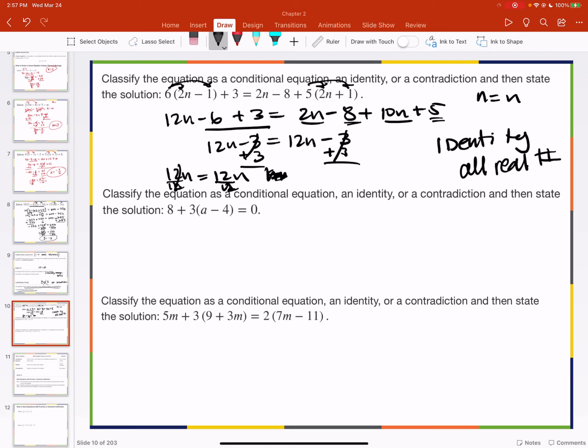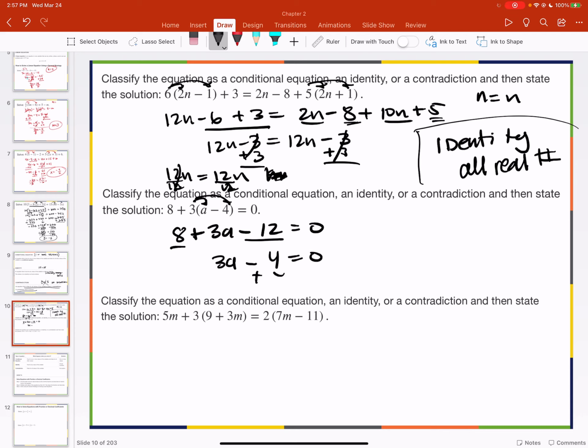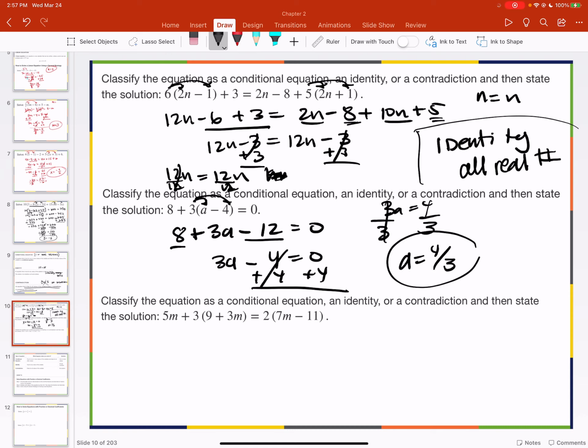All right, let's do this next one here. We have 8 plus, and then distributing the 3a minus 12 is equal to 0. Combining like terms, 3a minus 4 is equal to 0. Solving for a, we get 3a is equal to 4, divide by 3. a is equal to 4/3. So now we have a concrete solution. So this is a conditional equation.